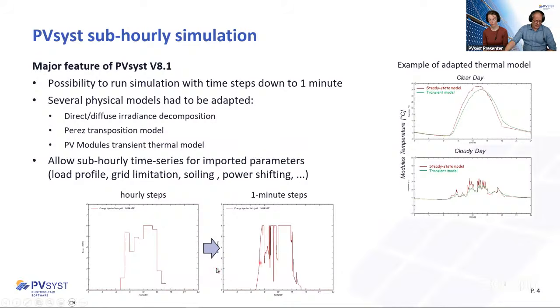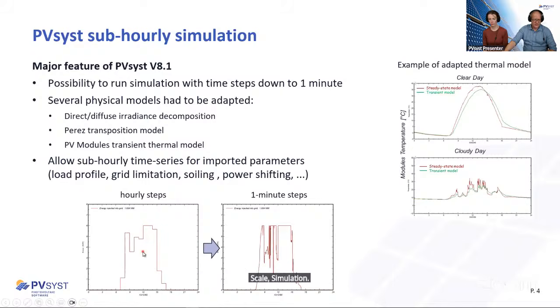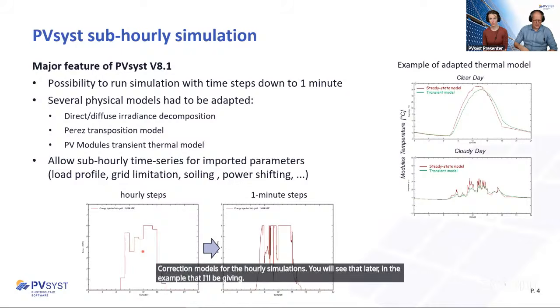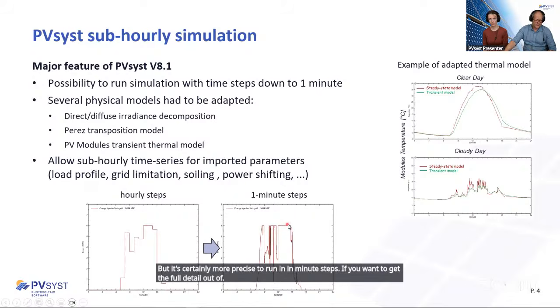So as you see also on the bottom slide, going from hourly to 1 minute steps is really important. If you do, for example, a simulation with a lot of clipping, you see that the detail that you have if you do the minute scale simulation gets slightly lost if you do hourly steps. We had already correction models for the hourly simulations. You will see that later in the example that I'll be giving, but it's certainly more precise to run in minute steps if you want to get the full detail out of it.